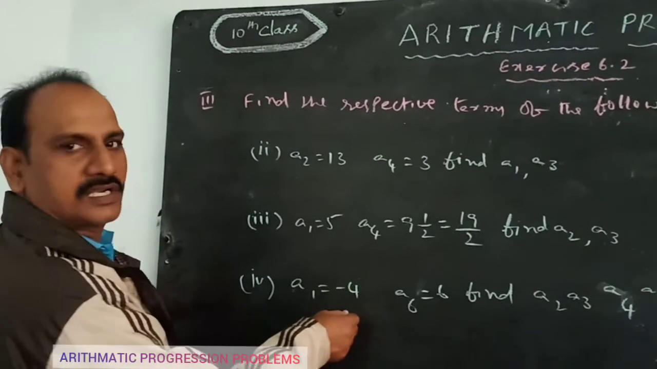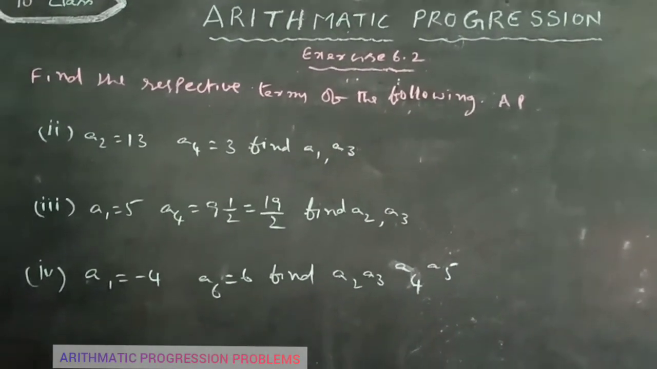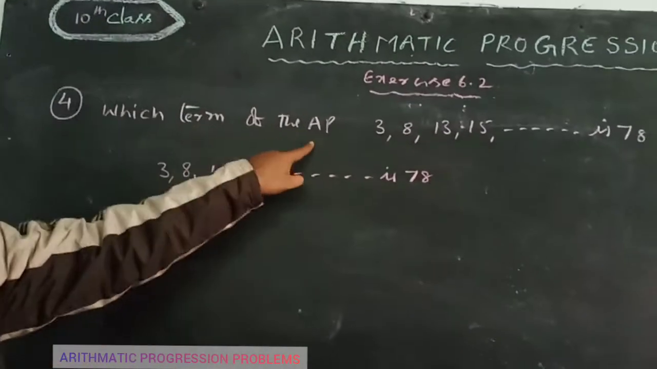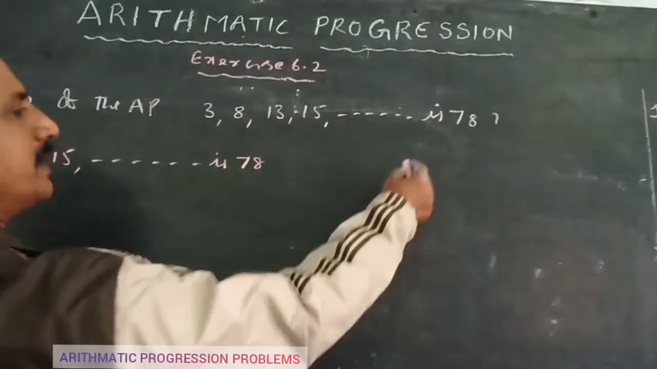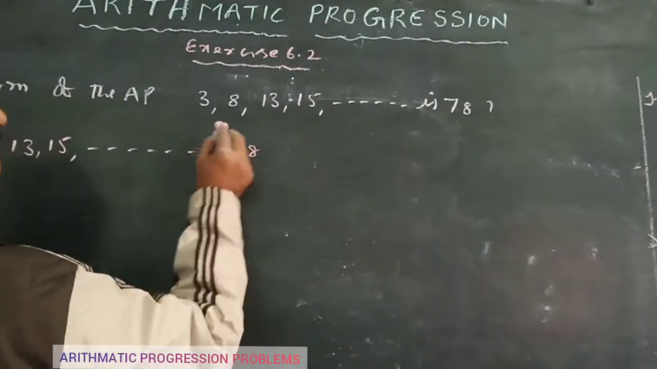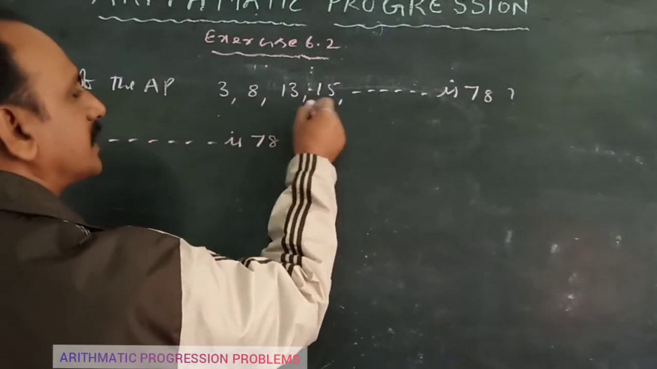So these sums are in the same order, try it. Which term of the AP 3, 8, 13, 18 and so on is 78? Which term of the AP is 78?